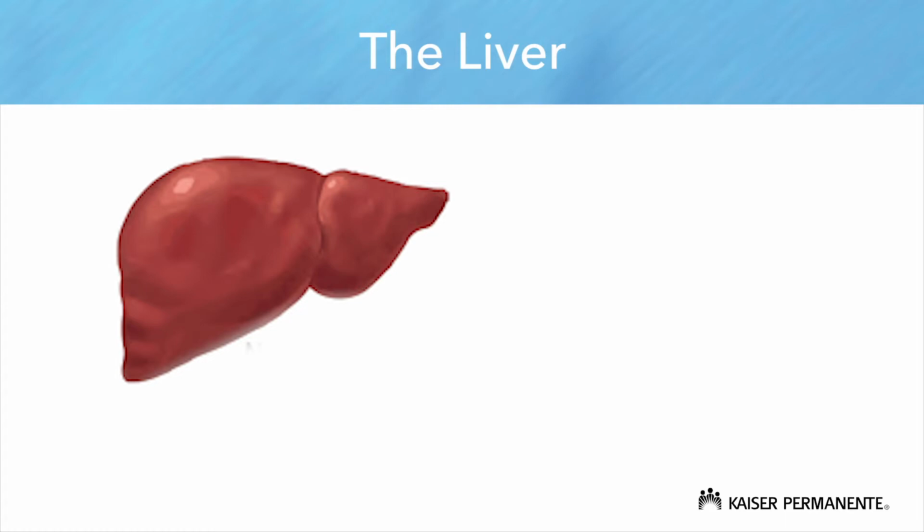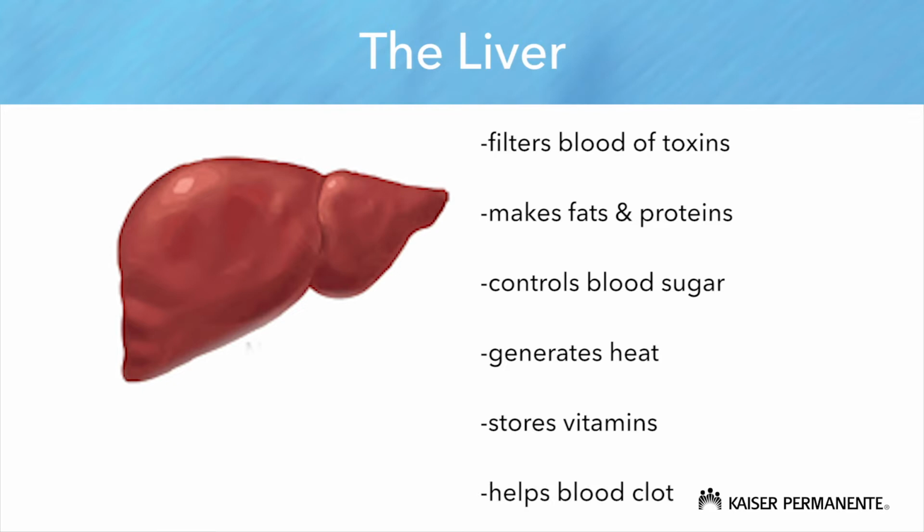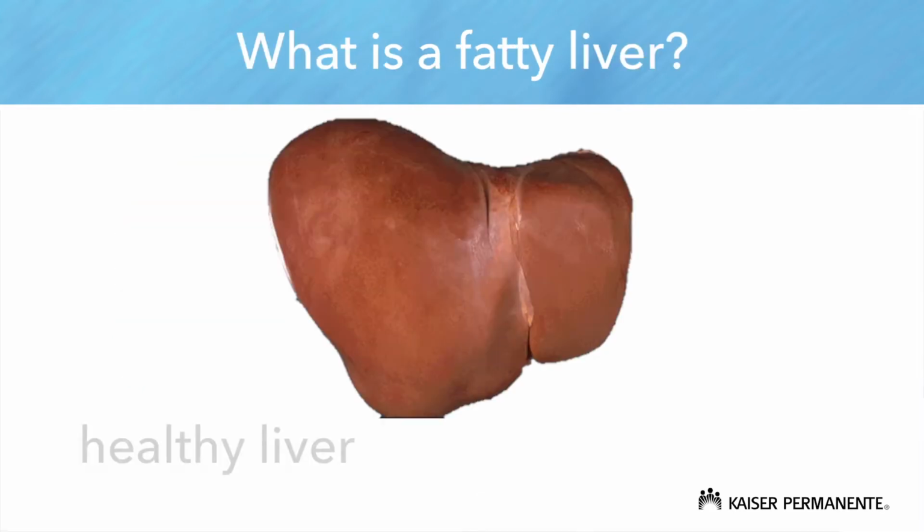What does the liver do, and why is it important? The liver provides critical body functions. It filters the blood of toxins, makes fats and proteins, controls blood sugar, generates heat, stores vitamins, and helps the blood to clot.